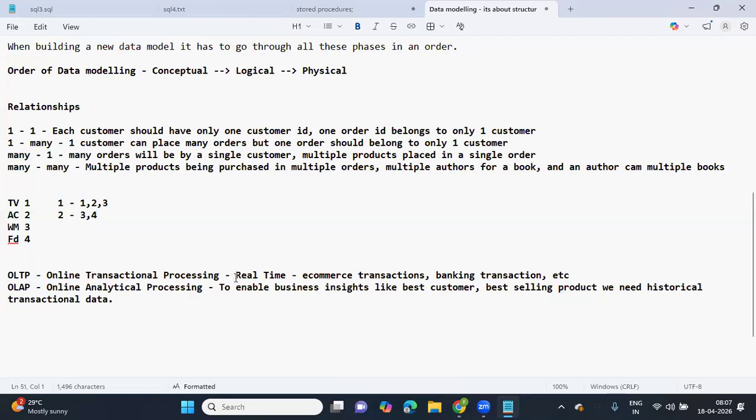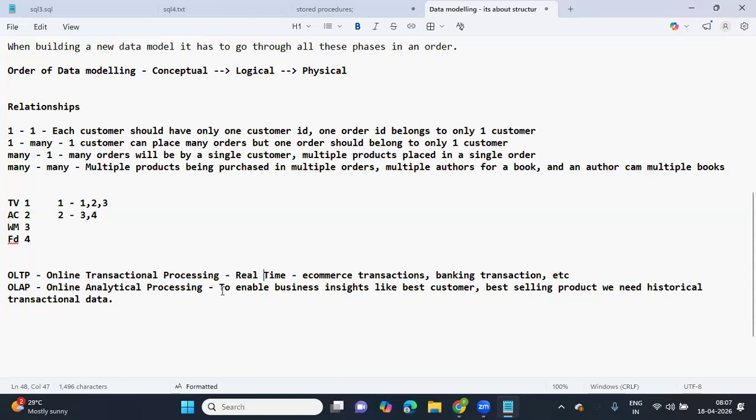Real time means immediate data. It's not about fake data or real data; this is real time. When we talk in data engineering terms, real time data means within a fraction of seconds, as soon as the transaction happens, the data should be made available. That's the meaning of real time. Otherwise, it is considered batch processing.